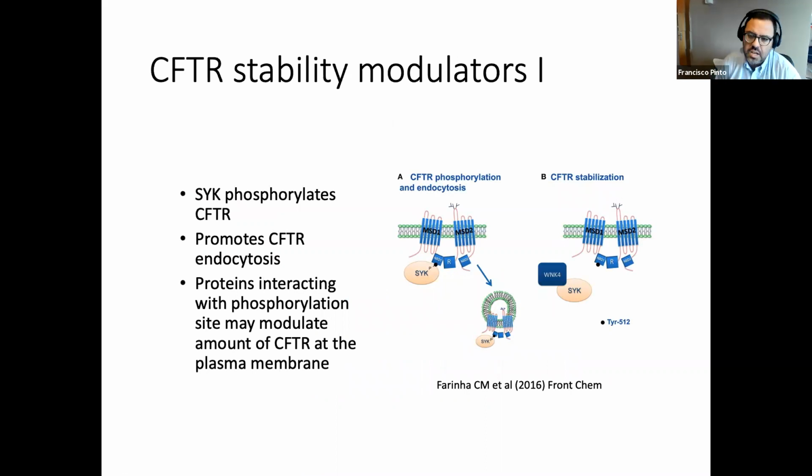at the plasma membrane. One of the groups studied a protein kinase called SIC, that is able to phosphorylate CFTR, and once CFTR is phosphorylated by SIC, its endocytosis is promoted. So if we can block the phosphorylation of CFTR by SIC, maybe we can improve the stability of CFTR in the membrane. So that's one of the approaches.